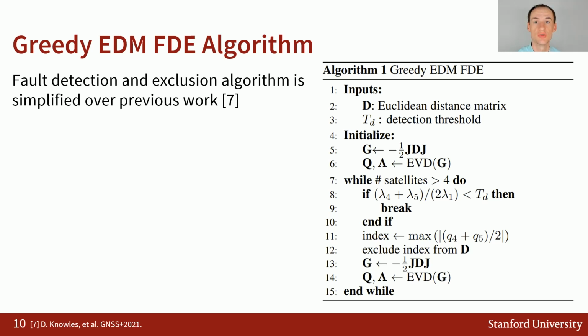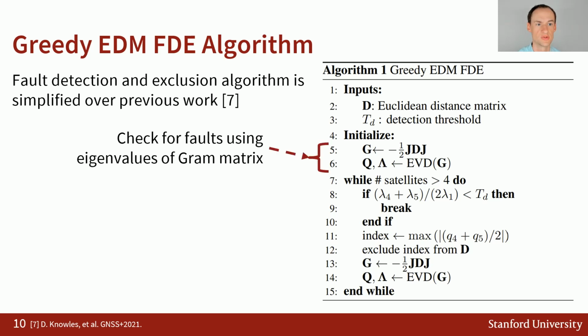So overall, our greedy Euclidean distance matrix fault detection and exclusion algorithm is shown here in this simple algorithm. And so actually the simplification of this algorithm is a greater advantage over our prior work from 2 years ago, in that you can directly implement this algorithm and have good performing results.